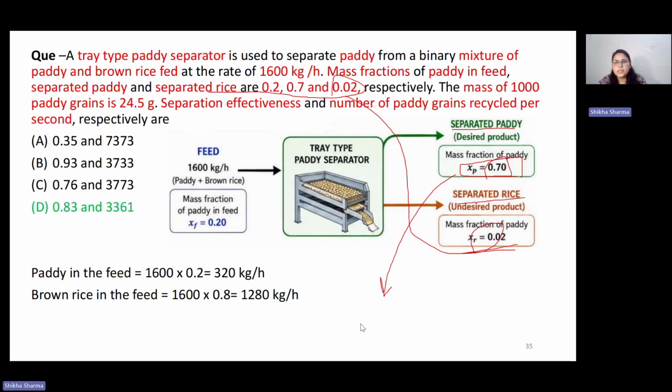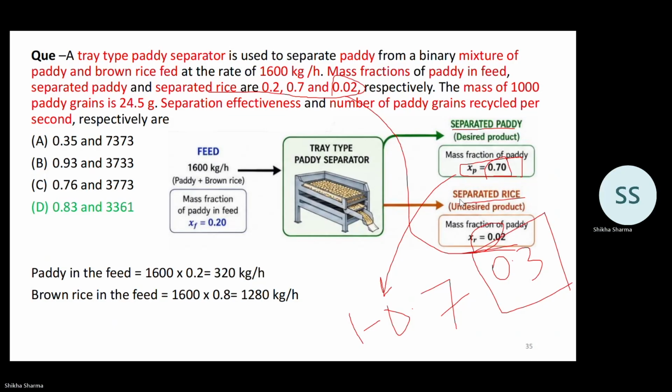So how much is the fraction of the brown rice in the separated paddy? It would be 1 minus 0.7, which is 0.3. 0.3 is the mass fraction of the brown rice in the separated paddy. And in the separated rice, the mass fraction of the paddy is 0.02, so the fraction of the brown rice would be 1 minus 0.02, which is 0.98.